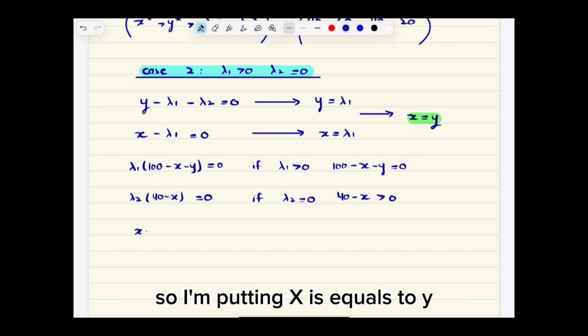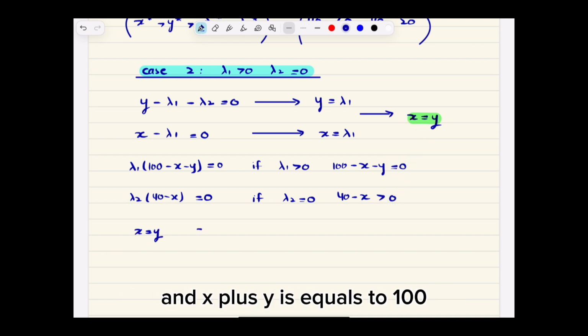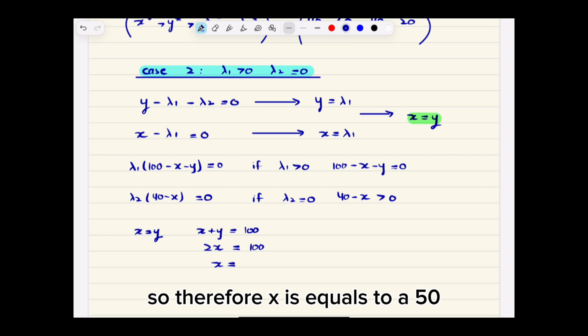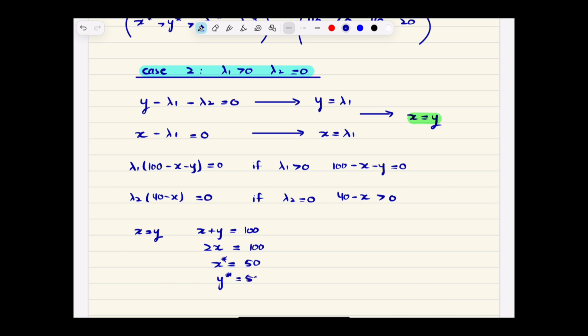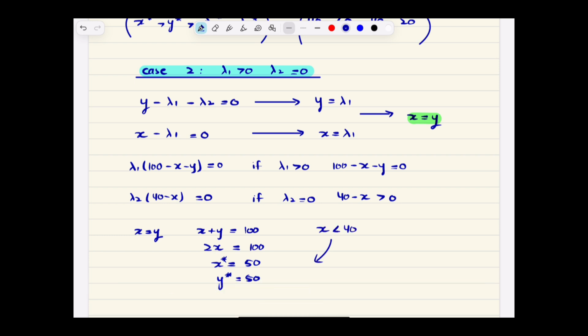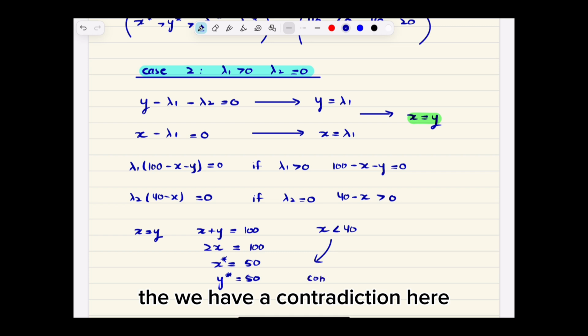So I'm putting x equals y in x plus y equals 100. I'll have 2x equals 100, so therefore x equals 50, and y is also then equal to 50. And the constraint says that x will be less than 40. Again, we have a contradiction here.